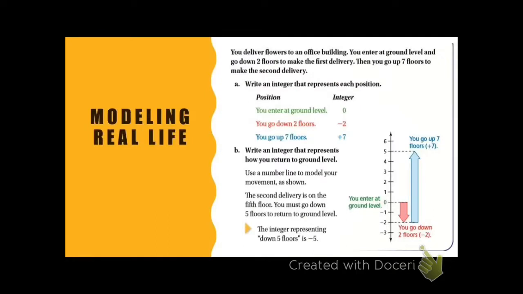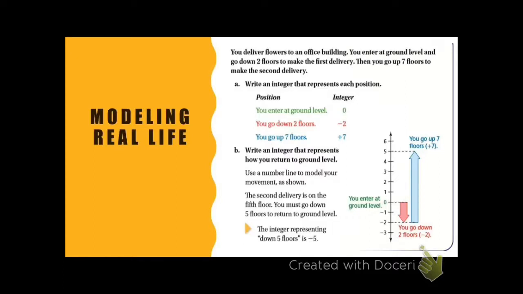Let's look at this example of a story problem, a situation in real life. Traveling up an elevator. It says you deliver flowers to an office building. You enter at ground level and you go down 2 floors to make the first delivery. Then you go up 7 floors to make the second delivery. Write an integer that represents each position. If you enter at ground level, you're at 0. If you go down 2 floors, that would be a -2. If you go up 7 floors, that's a +7.